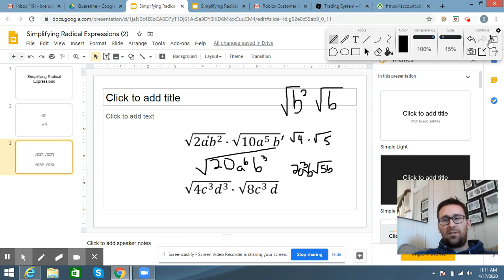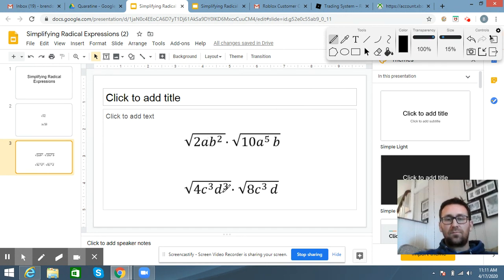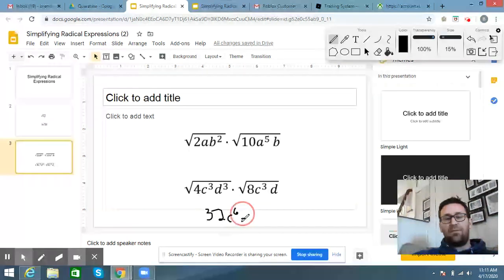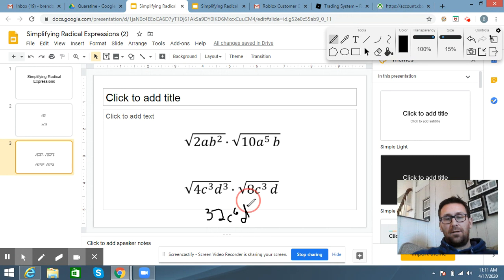Okay, let me clear this. For this one, again, we've got to do 8 times 4 is 32. C to the 3rd times c to the 3rd is c to the 6th. D to the 3rd times d is d to the 4th. And now I've got to simplify this.